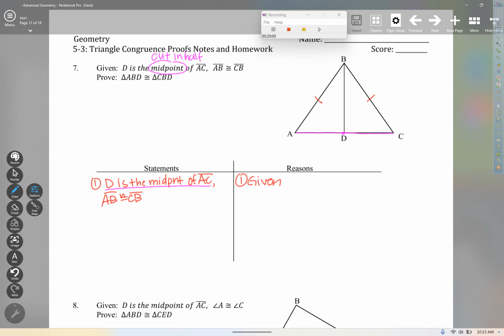So if it cuts AC in half, then AD is the same length as DC, right? And since I just marked it, then I need to go ahead and write it down. So segment AD is congruent to segment DC. And this one's new. It's not definition of bisector because the word bisect wasn't in the given. It's definition of midpoint.